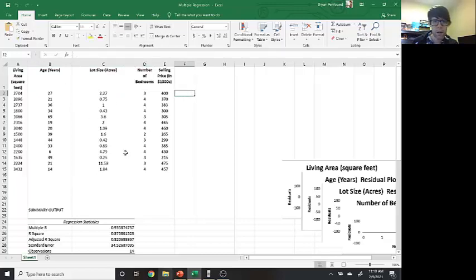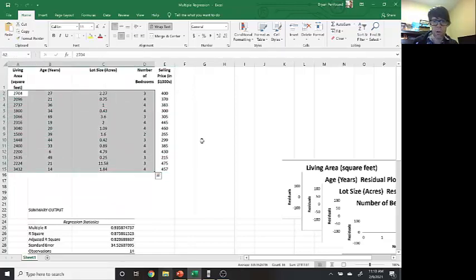And what we did is we told Microsoft Excel to do a regression analysis on this being our response variable and all of these being our explanatory variables.